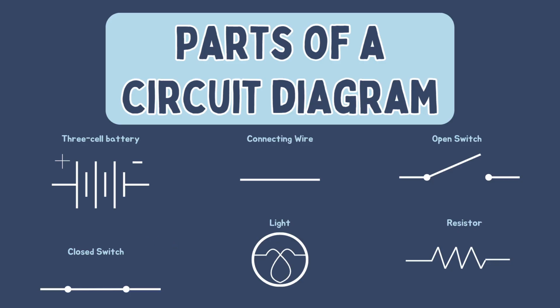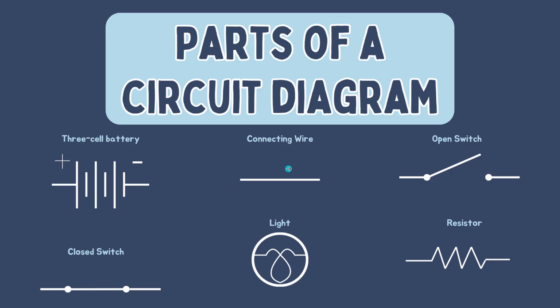This is how you draw each component of the circuit diagram. This over here is a 3-cell battery. One cell would be just this long line and the short line. The short line is negative and the longer line is positive. So whenever you're drawing this 3-cell battery diagram, make sure you emphasize the short line and the long line.